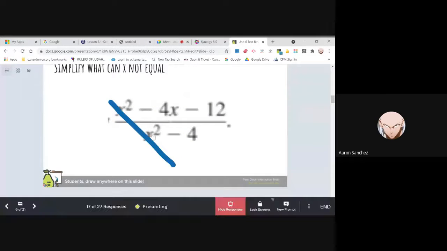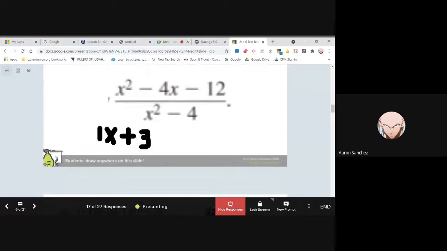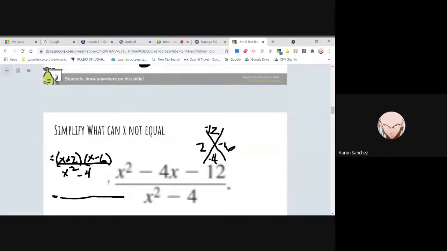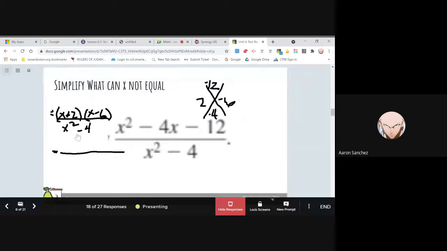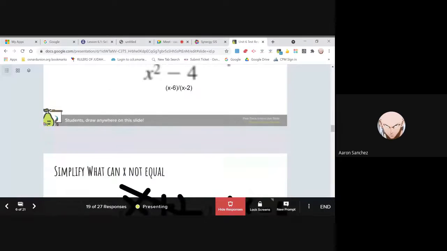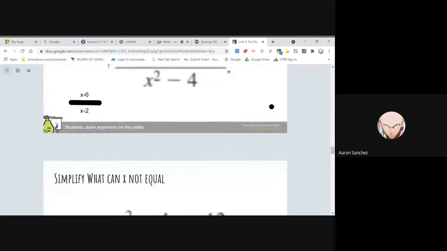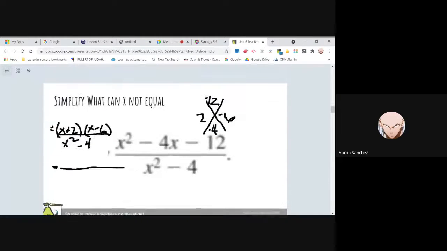X minus 6 over x minus 2. Okay, you cannot do this. I don't know who did this, it's fine, but that's illegal. You have to factor it out. Just make sure you don't do that. X plus 3, interesting. Started factoring. This is a difference of squares, by the way. You should be able to factor that. X minus 6 over x minus 2. Very good. Okay. So how do we come up with this answer?